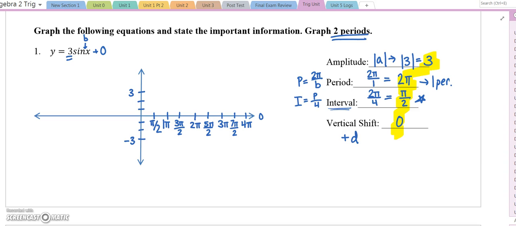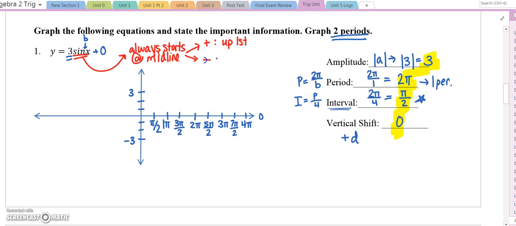Now, here's the last piece you need to figure out in order to do this. We need to check to see if it's sine or cosine, because you remember the difference between the two? Sine always starts at the midline. So make a note of that if you didn't already. From there, if it's a positive sine, then it goes up first, and if it's a negative sine, it goes down first. So again, make sure you're writing this down, it's really important.